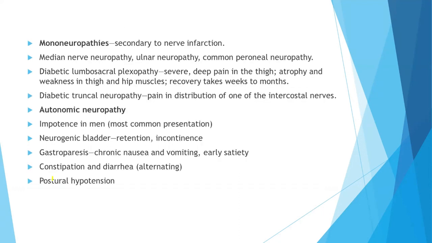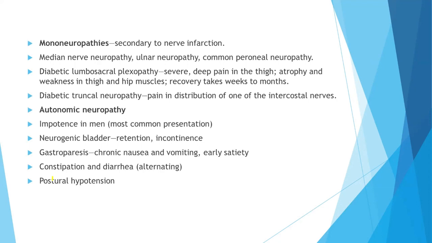So the other two types of neuropathy that you need to be concerned about are the mononeuropathies and the autonomic neuropathy. The mononeuropathies are secondary to nerve infarction. There is median nerve neuropathy, ulnar neuropathy, and common peroneal nerve neuropathy, which is most commonly seen. The diabetic lumbosacral plexopathy causes severe deep pain in the thigh, and there is also atrophy and weakness in the thigh and hip muscles. There is a diabetic truncal neuropathy, in which the pain is distributed in one of the intercostal nerves.